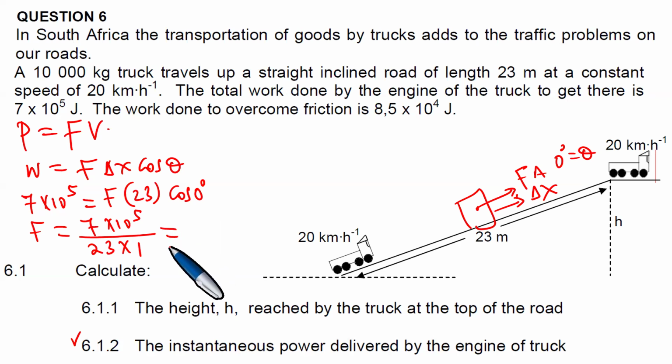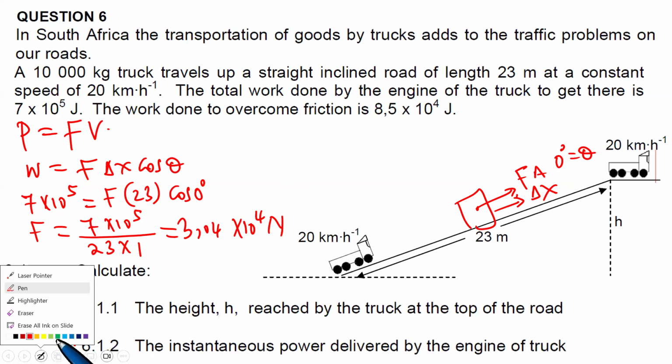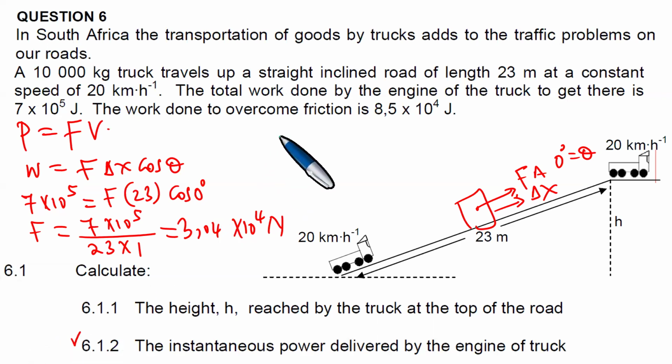You should divide 7 times 10 to the 5th power by 23 times 1. We have 3.04 times 10 to the 4th power newtons. Okay, so as a consequence, we can quickly be in a position to find the required power.